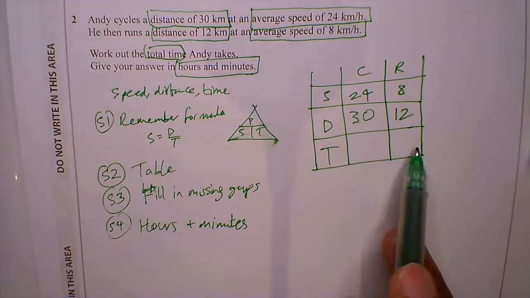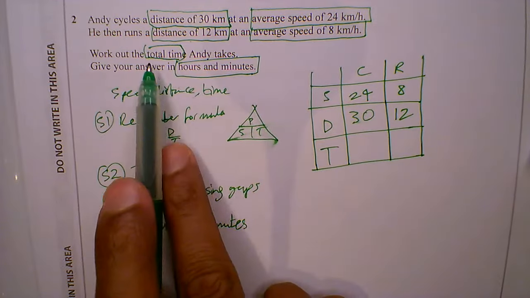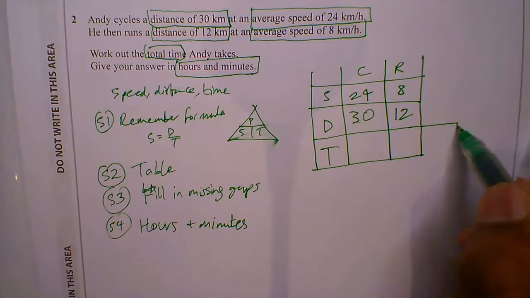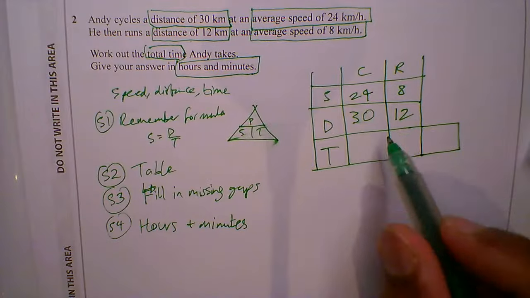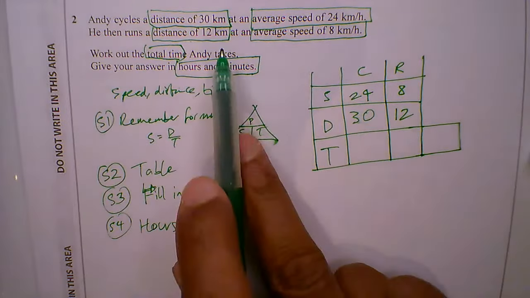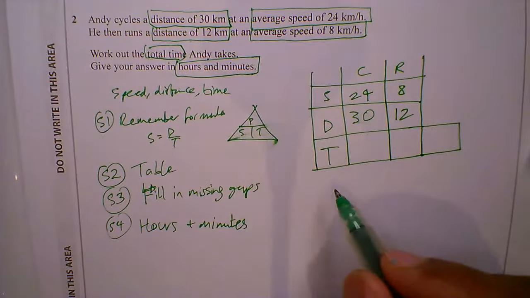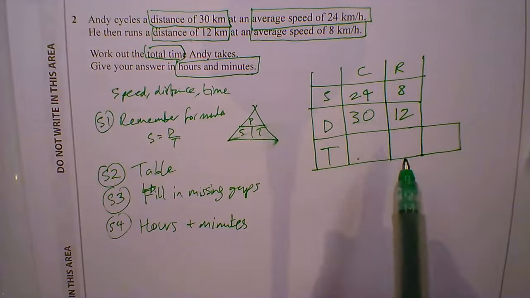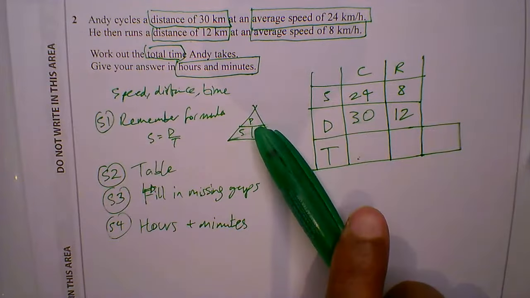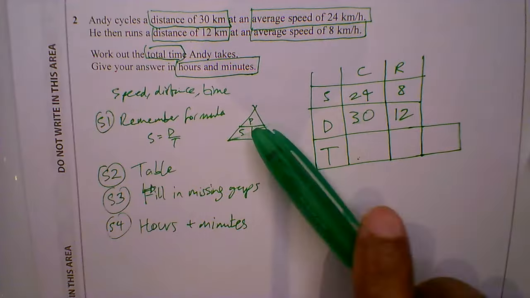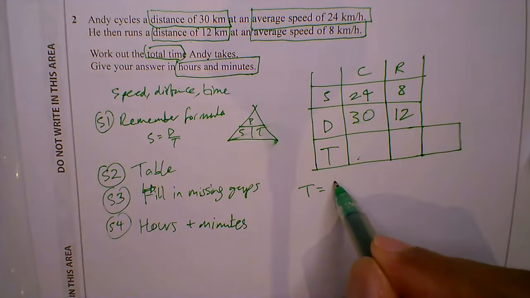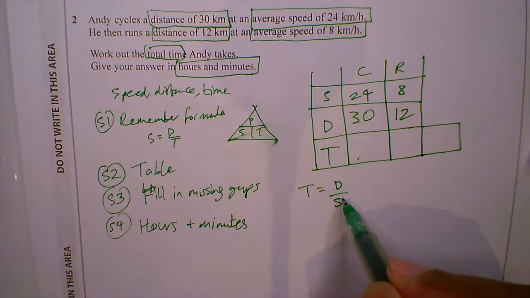So you can see I just need to work out these two, and then that will give me my total time. And so that is so much easier for me to work out than deciphering all of this text. So I'm working out time. If I cover time, I can see I've got distance divided by speed. So time equals distance divided by speed.